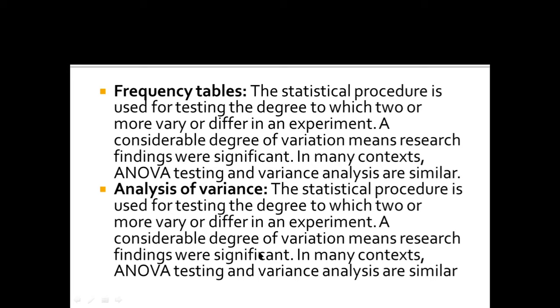In ANOVA, you can see the testing of the degree to which two or more groups vary or differ in an experiment, and what exactly we mean by the dependent variable here. So two or more, which means if I classify patients into three types, oncology, nephrology, neurology, how do the three groups differ in their patient satisfaction scores, or vary in their patient satisfaction scores? There are two words we are using, vary or differ. When I use the word vary, I use ANOVA. When I use the word differ, I use the t-test.